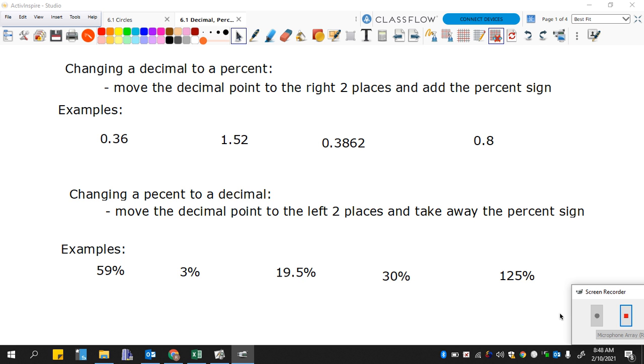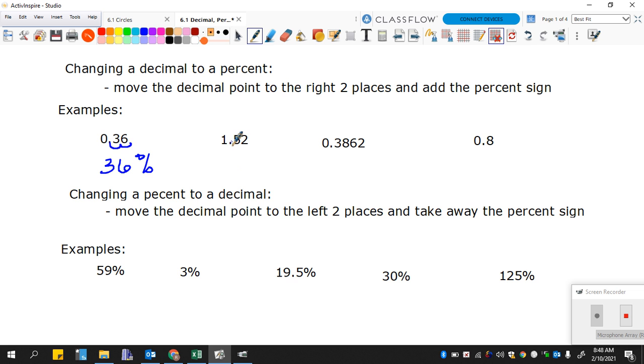To change a decimal to a percent, all you do is move your decimal point to the right 2 places and then add the percent sign. So an example is if you have 0.36 or 36 hundredths, all you have to do is move your decimal point 1, 2, so your decimal point comes at the end. So that would be 36. This decimal point's at the end, but we don't have to write it. And then put down the percent sign.